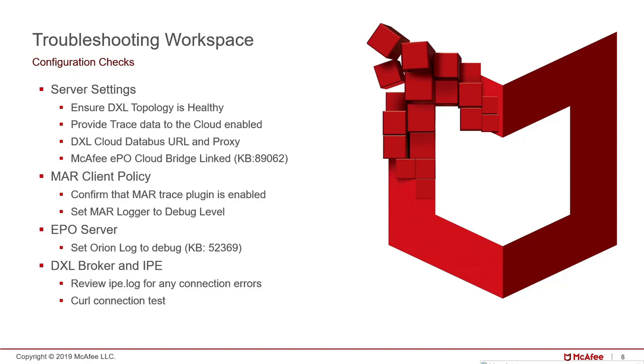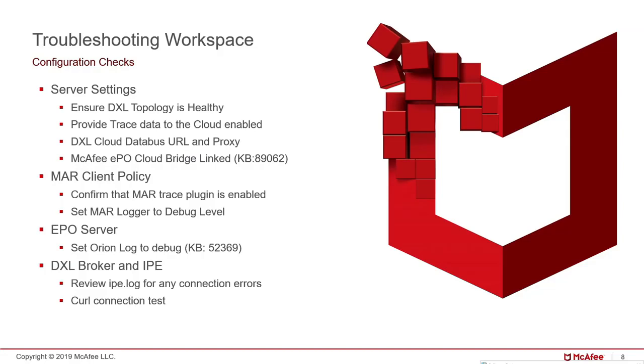You're going to want to ensure that the DXL topology is healthy, that you don't have any disconnected brokers. You also want to make sure that your brokers have the option selected to forward trace data to the cloud. That needs to be enabled on the brokers that are handling MAR clients. You have to have the cloud databus URL configured in the MAR workspace. And if you use a proxy server in the environment, the proxy address needs to be defined along with any authentication parameters. That proxy address, if necessary, is what the DXL brokers will use to reach out to the EPO cloud. Finally, you'll have to have your EPO cloud account linked to your on-prem EPO server using the EPO Cloud Bridge.